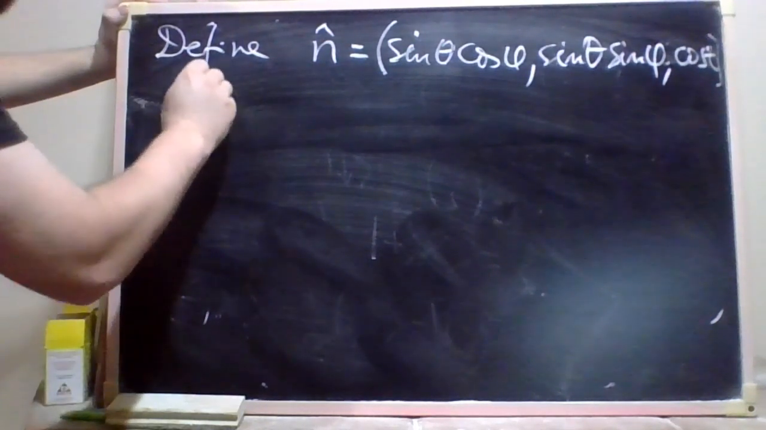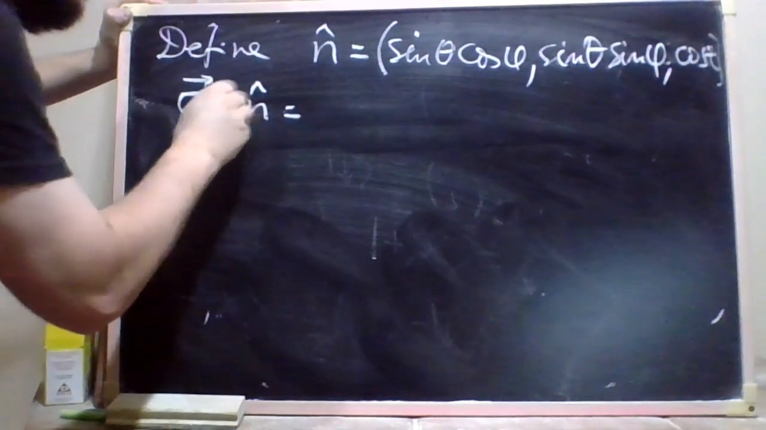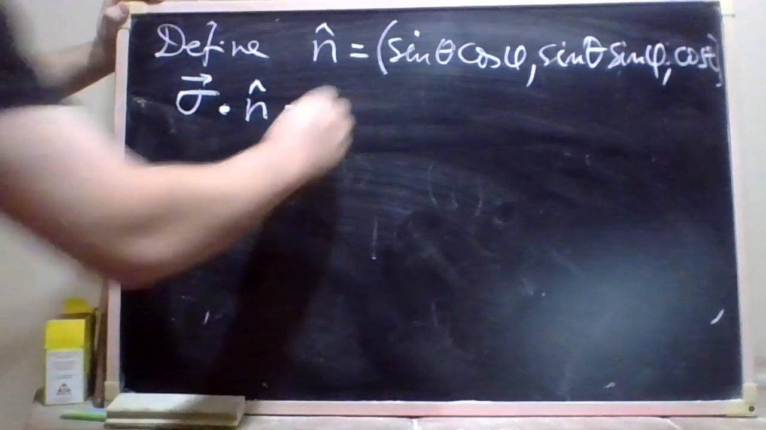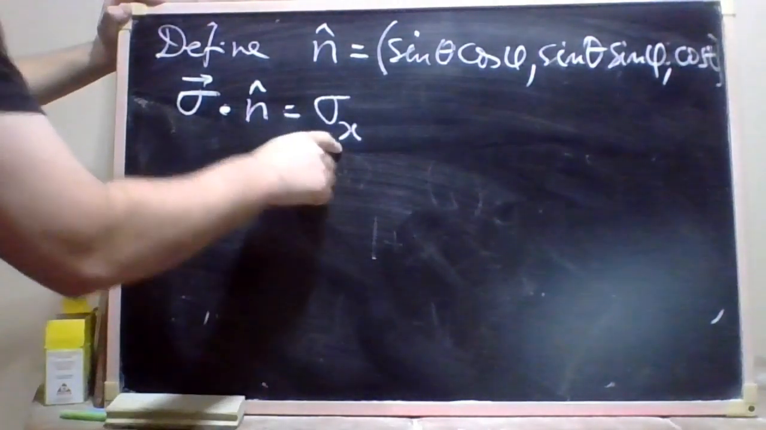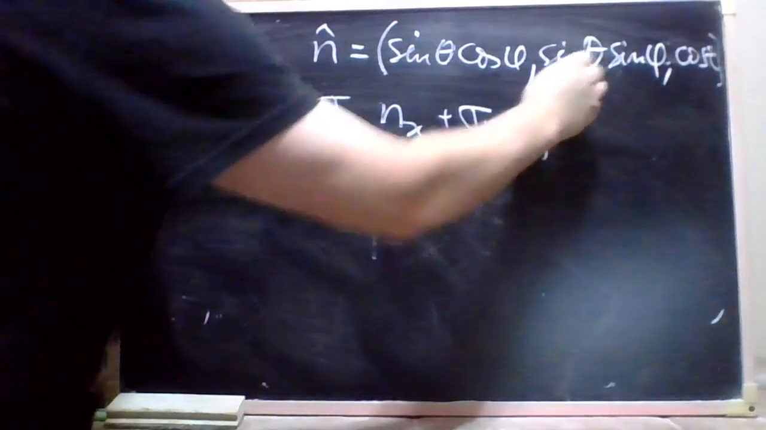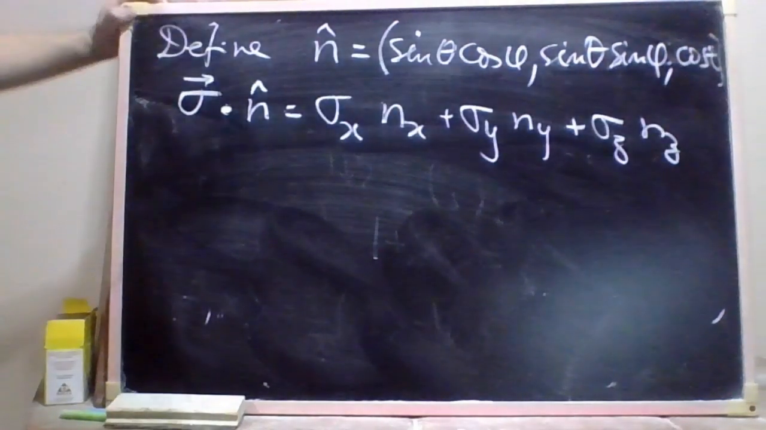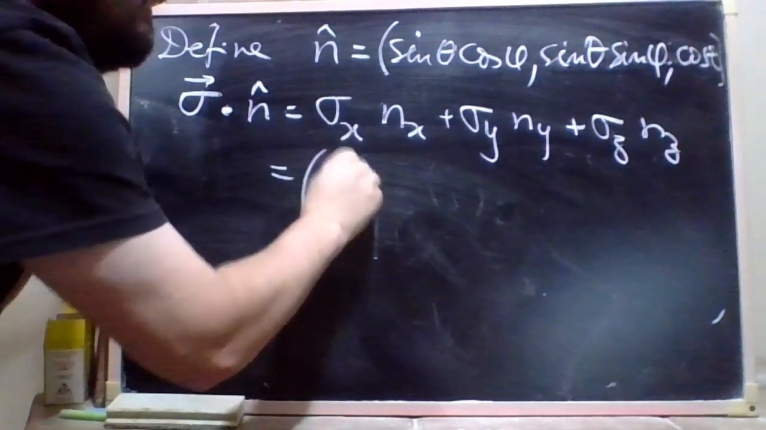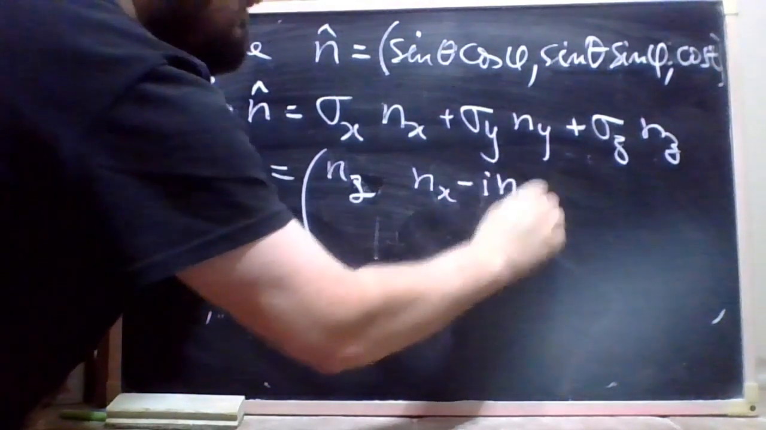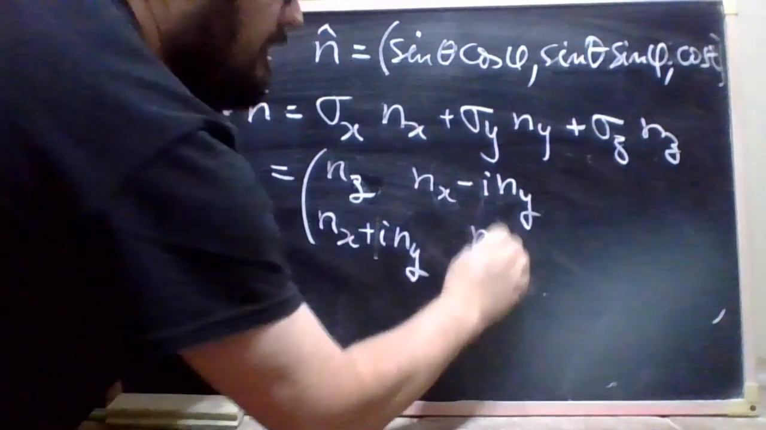You can define a matrix sigma dot n. It's a vector of Pauli matrices dotted with n, a scalar product in the sense of real three-dimensional space. This corresponds to sigma x times nx, plus sigma y times ny, plus sigma z times nz, which is the cosine of theta. And this matrix has the following form: nz, nx minus i ny, and nx plus i ny, and minus nz.